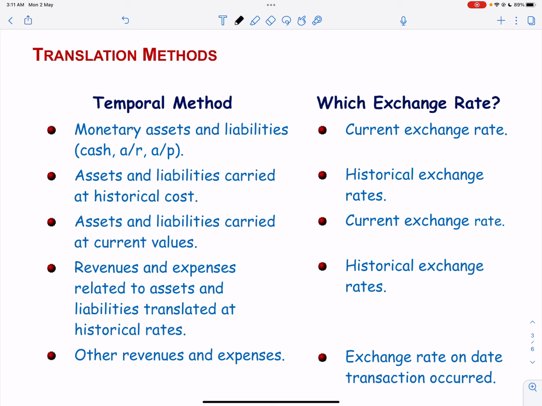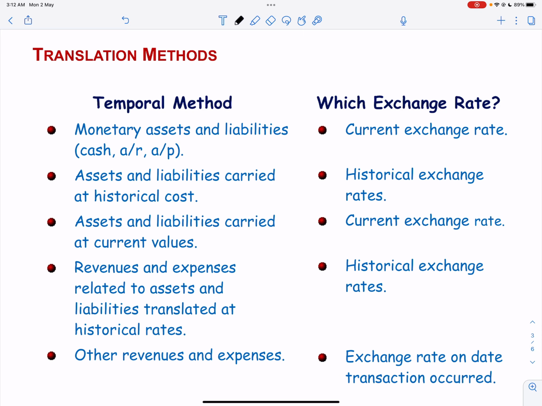Revenues and expenses related to assets and liabilities are translated at the historical rate. For example, in case of long-term assets, there is depreciation, which is an expense related to a historical asset, therefore apply the historical rate. In case of translating other revenues and expenses, apply the exchange rate on the date the transaction occurred or apply the average rate. This is done as the company may not be able to keep track of the transaction date, so the company applies the average rate.